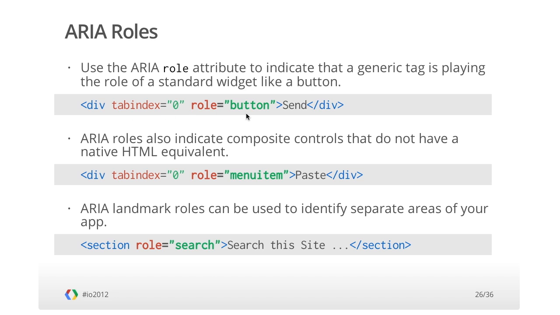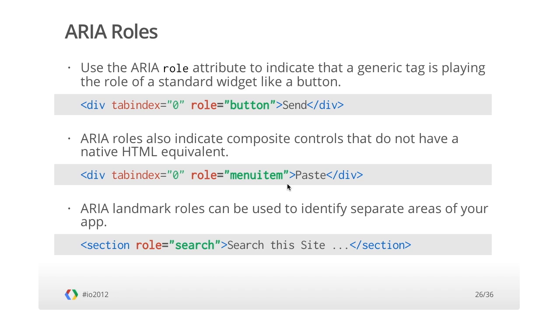You can also use ARIA attributes to indicate composite controls. So those complex interactive controls I mentioned before that don't really have a native HTML equivalent, you can use ARIA there too. We can explicitly state that this next div is playing the role of menu item using the role equals menu item attribute. And there's a lot of different roles that you can pick and choose from to add to your generic controls.